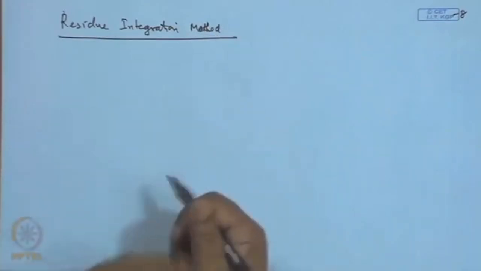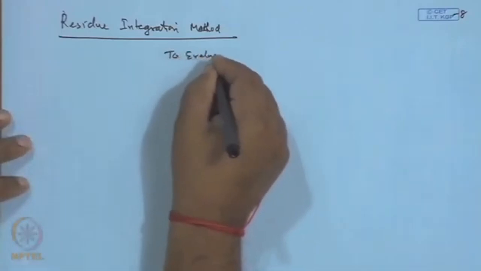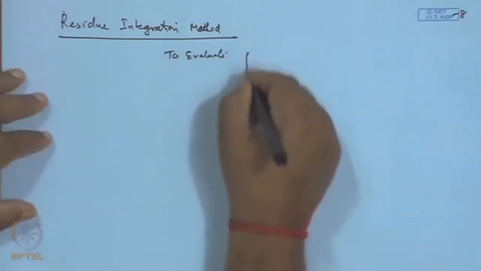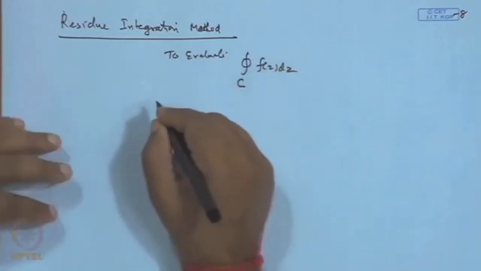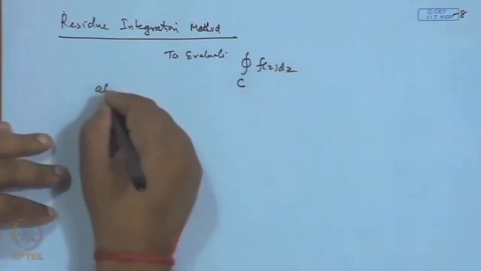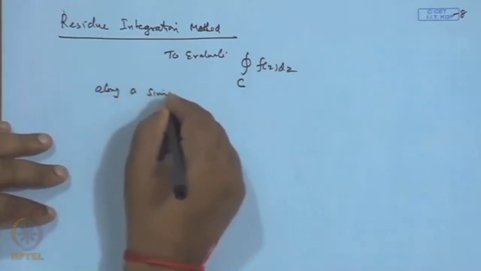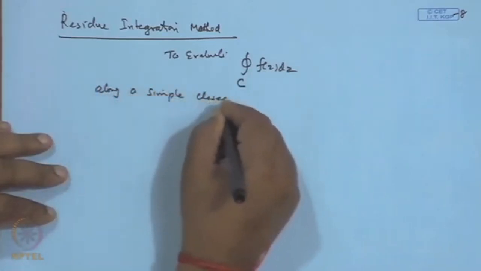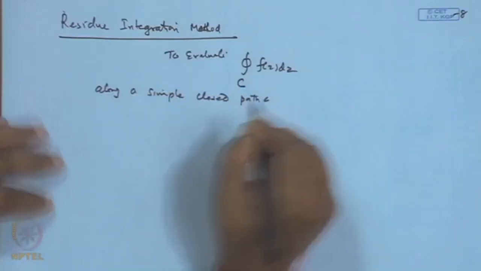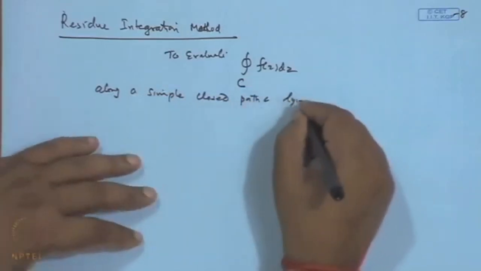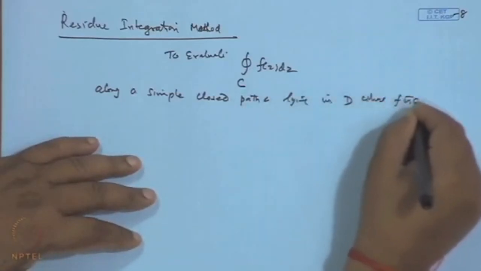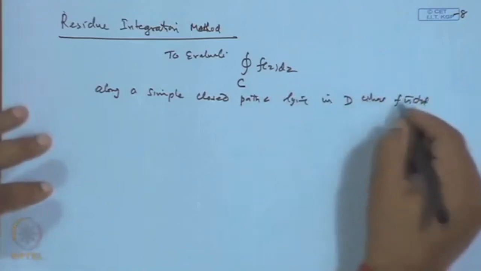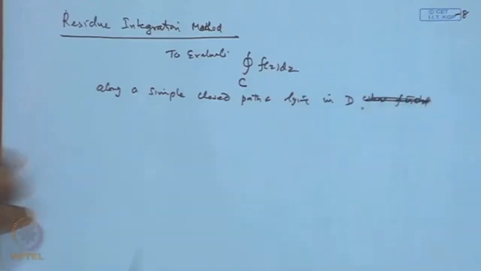Actually, the purpose of the Cauchy residue integral method is to evaluate the integral of f(z) dz along the path C, along a simple closed path C lying in the domain D where f is defined. That is all. Okay.